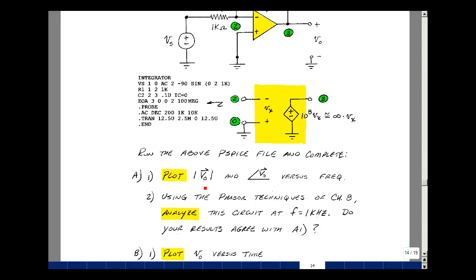Could you plot the magnitude and angle of V out versus frequency? And then, using the techniques of Chapter 8 for phasor analysis, could you analyze this circuit and solve for the value of V out at 1 kHz? Do your results agree with part A1?